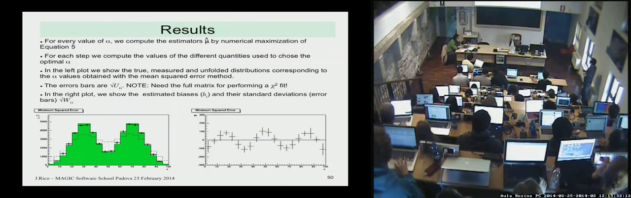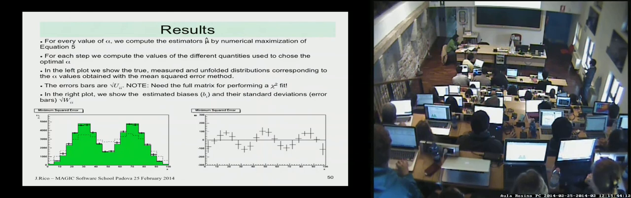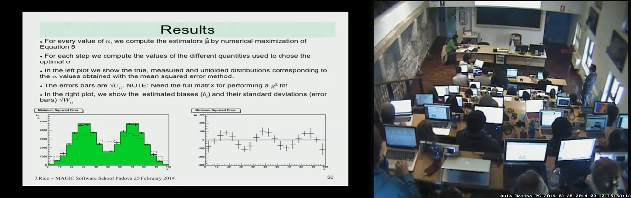So now this is the result. In practice, what I have done here is compute the estimators by numerical maximization of equation 5 that I showed before, for different values of alpha. For each of them I have computed the variance, the bias, and the variance of the bias for the estimator, and found the optimal alpha for several methods.